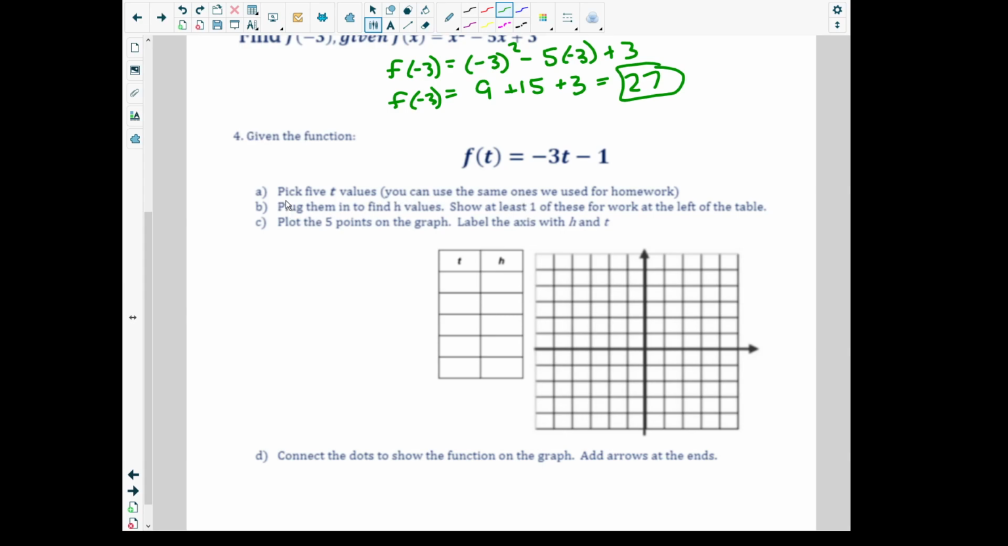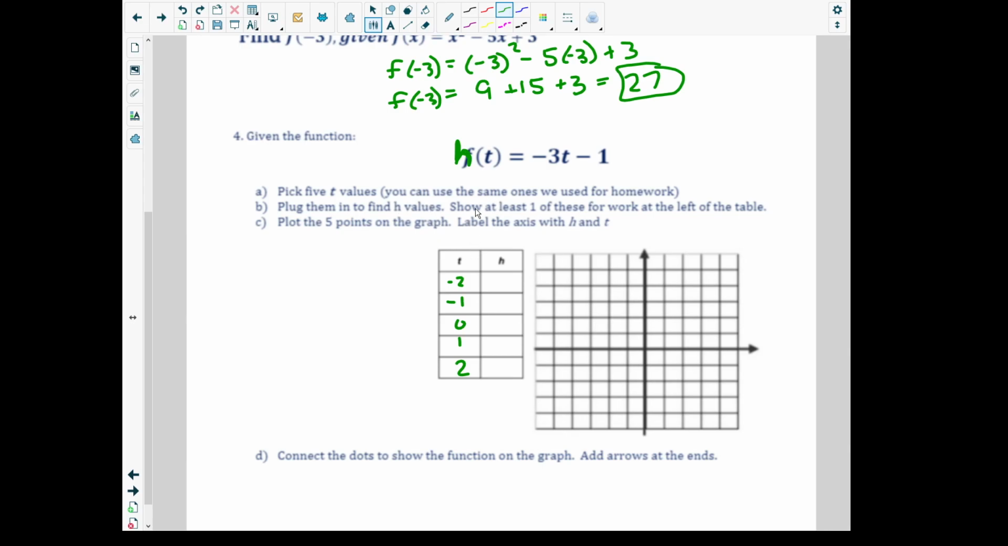Okay, so find 5 t values, and basically that's going to be negative 2, negative 1, 0, 1, 2, which we always like to do. Those are the easy ones if we can. And then put them in to find the h values. They're calling them h values, but they meant f, so this is just a typo. Or you could just change this to be h, which is probably easier. So they meant to put h of t here, okay?